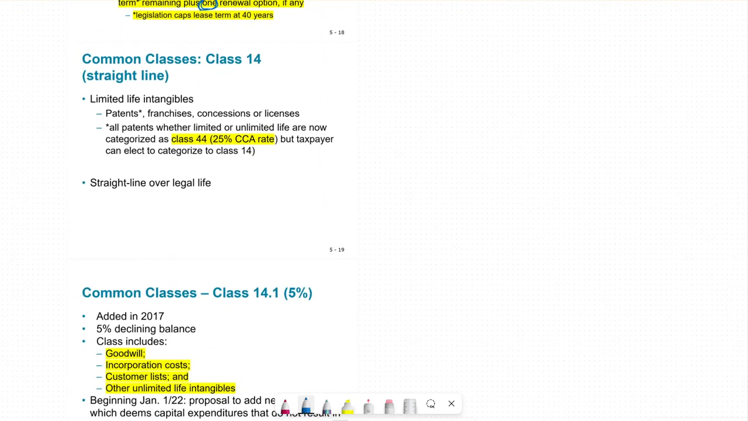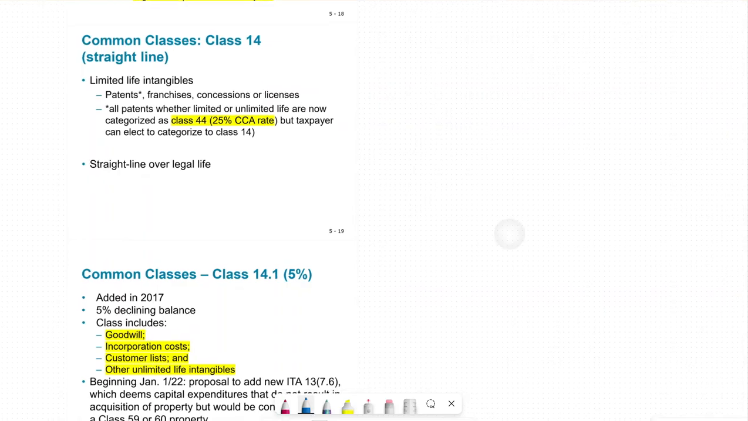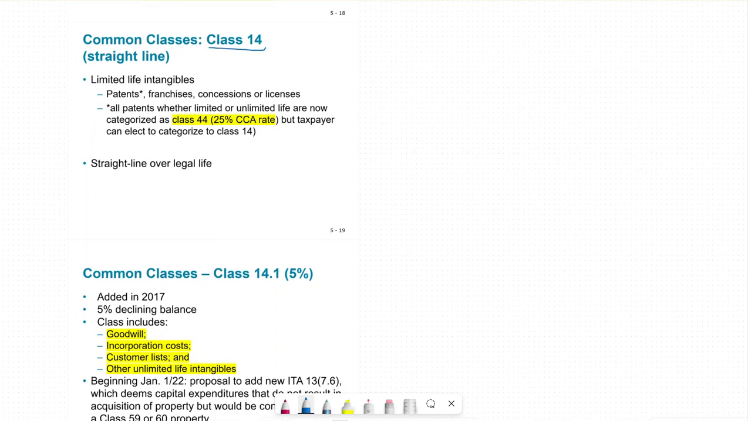The other common class that is used a lot is class 14, and we use a straight line for that too. It is for limited life intangible assets. What are intangible assets? We have patents, franchises, and the other one here is your concessions or licenses. So they have a limited life.